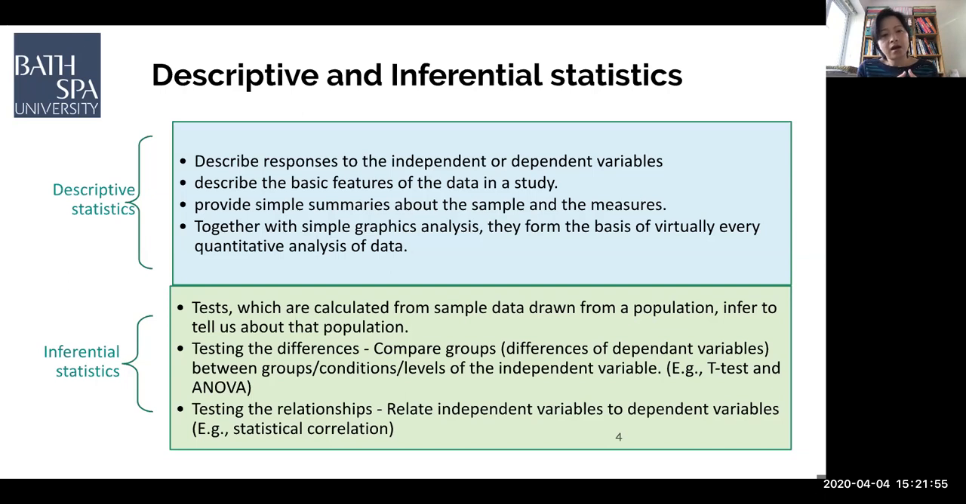But if you want to test the relationship between two different variables, for example, the relationship between attendance, engagement, and performance outcome, and you want to see whether there's a positive relationship between them or not, then in this case we can use correlation tests to analyze the data. So these are inferential statistics. But for today's section, we'll be focused on descriptive statistics.